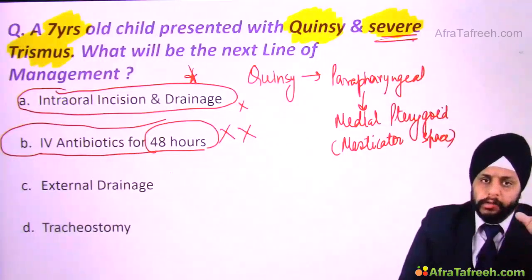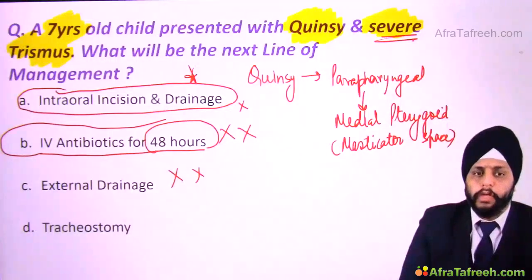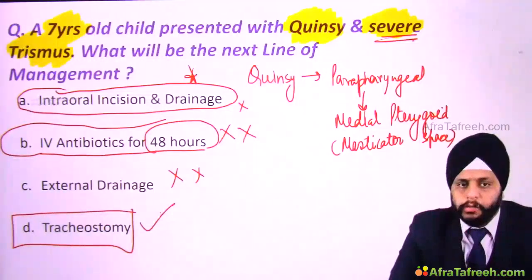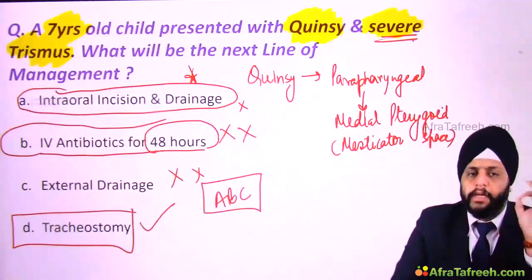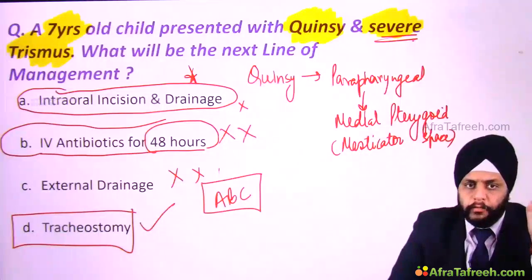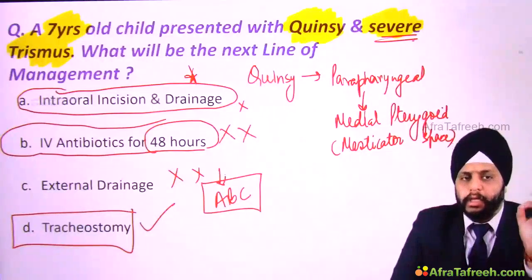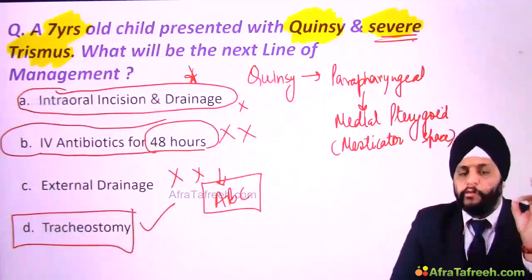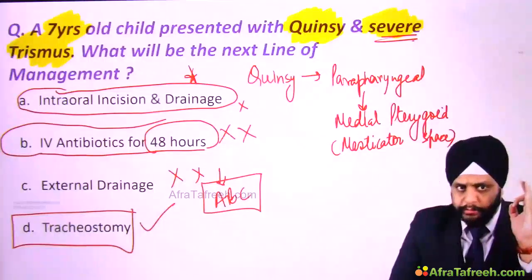The external drainage is not possible. So what will you do? You will do a tracheostomy. Remember the ABC of emergency management. A is for airway. So the patient has come to you with an emergency. You have to first secure the airway. This child's airway is compromised. And how will you secure the airway in this child? You will secure it by doing a tracheostomy.